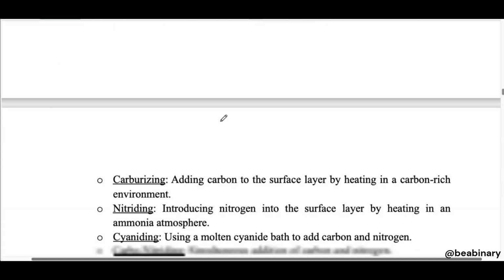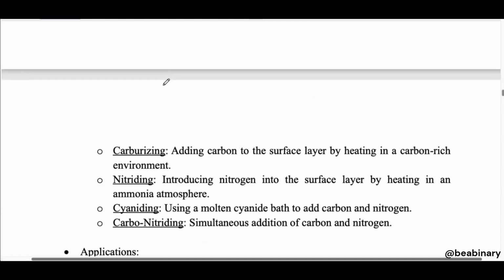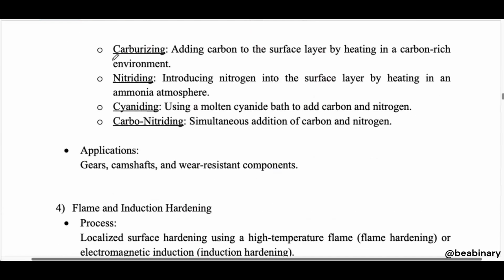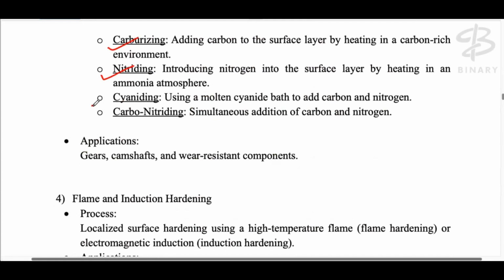So what are the methods? There are total four methods. First one is carburizing. Second one is nitriding. Third one is cyaniding, and fourth one is carbonitriding.